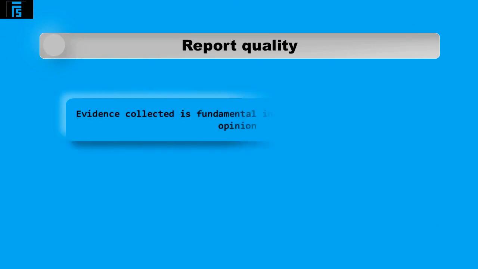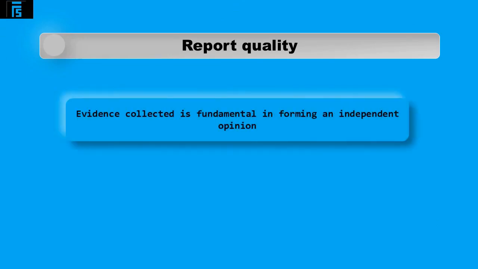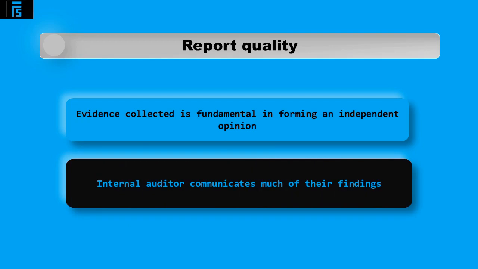Report quality. Evidence collected is fundamental in forming an independent opinion. If sufficient appropriate evidence cannot be obtained, the expert cannot be relied upon wholly. For example, it may be that the internal auditor communicates much of their findings with presentations or discussions with the Board of Directors. Ideally, auditors want detailed written evidence, and without it they may still need to carry out further work themselves.